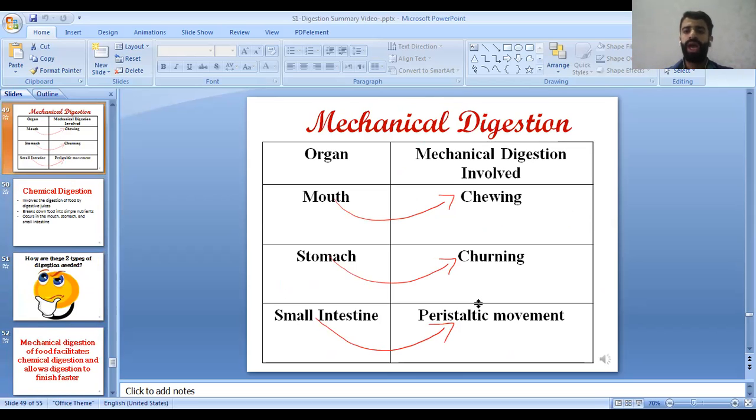In the mouth, we have chewing. In the stomach, we have churning. And in the small intestine, we have peristaltic movement where the food is going to be digested. So these represent the different actions of the mechanical digestion.